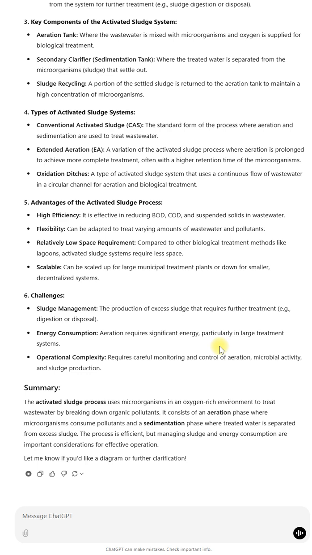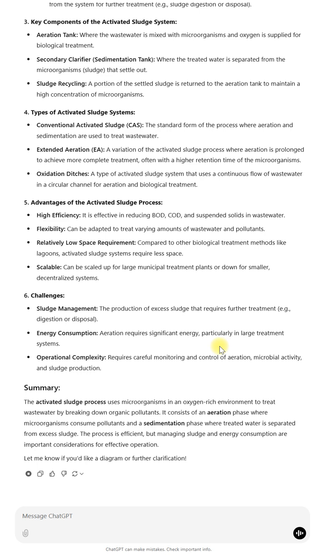Types of activated sludge systems. Conventional activated sludge, CAS. The standard form of the process where aeration and sedimentation are used to treat wastewater. Extended aeration, EA, a variation of the activated sludge process where aeration is prolonged to achieve more complete treatment, often with a higher retention time of the microorganisms. Oxidation ditches, a type of activated sludge system that uses a continuous flow of wastewater in a circular channel for aeration and biological treatment.